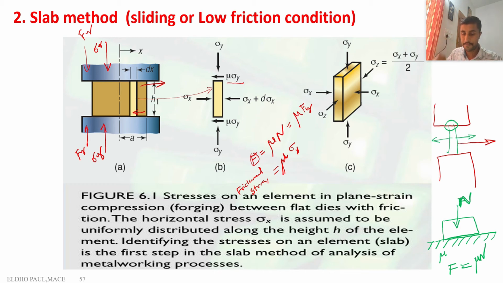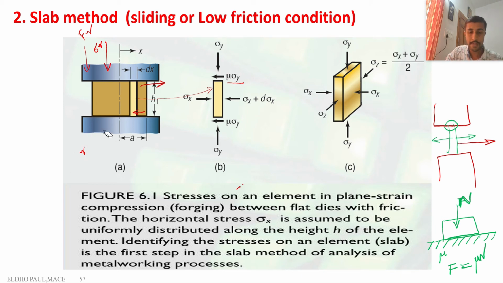Any doubt in this? So this is a very low friction condition. A friction stress will be developed in the interface region between the die and the workpiece, and its value is equal to mu into sigma y. This is not a friction force, it is a friction stress, mu sigma y. The movement direction is this, the material flows outward from this point in this direction, so the friction will be in the opposite direction, mu sigma y.